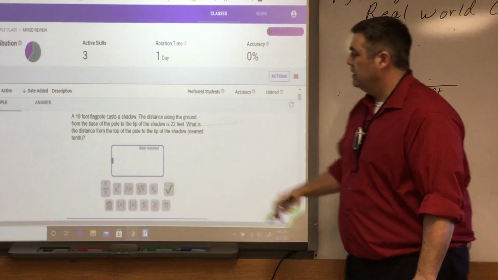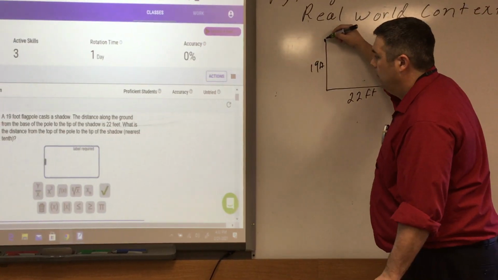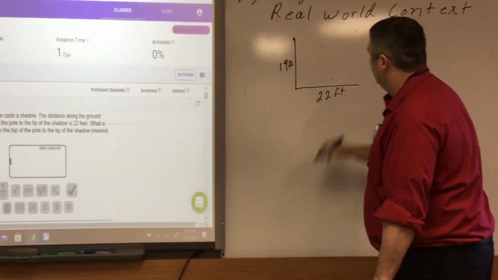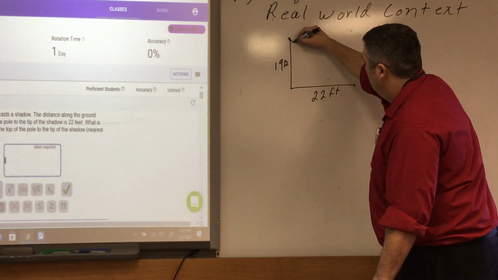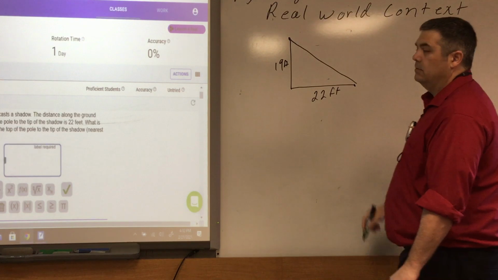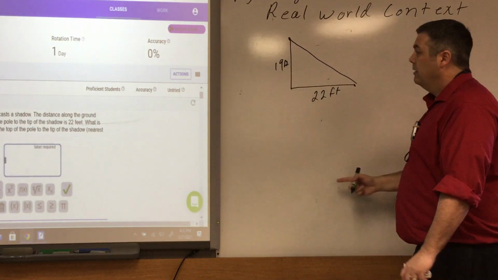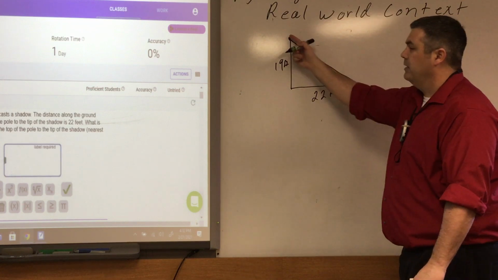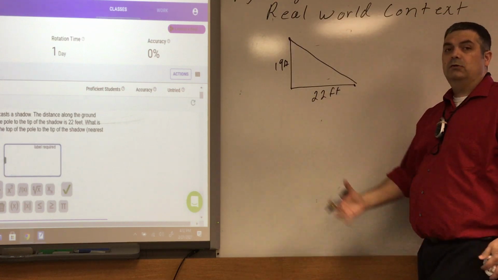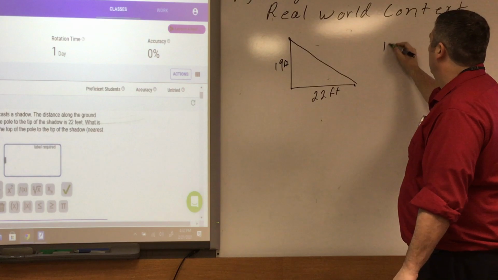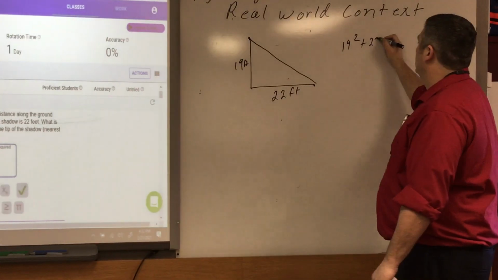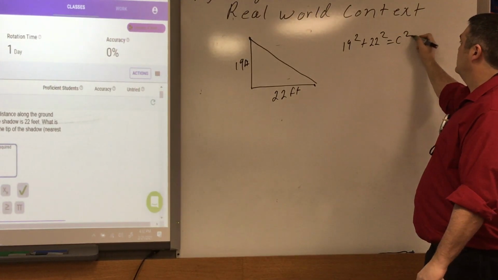What is the distance from the top of the pole to the tip of the shadow? What is this distance? That's what we want to know. So we were looking for this distance right here. They gave us this one, they gave us this one. We want to know this one. So we're going to substitute it into the Pythagorean Theorem. 19 squared plus 22 squared equals c squared.